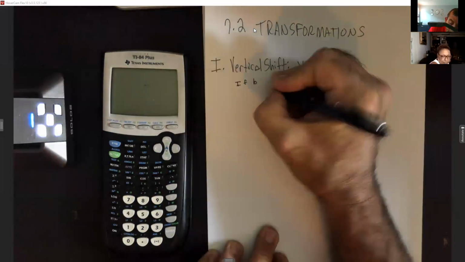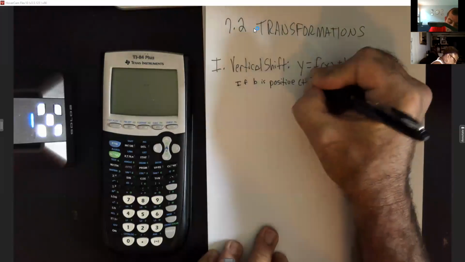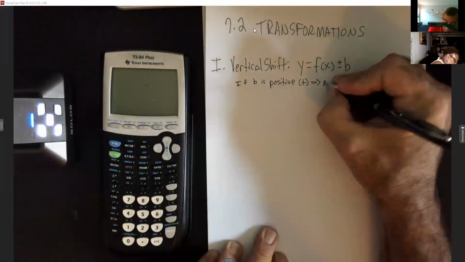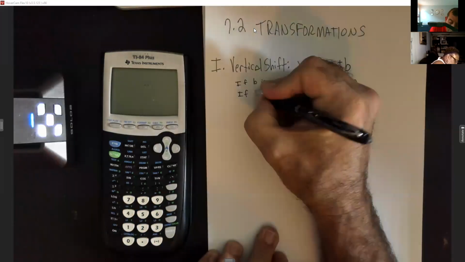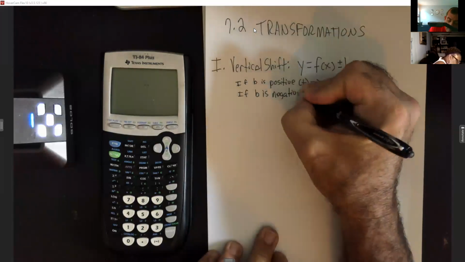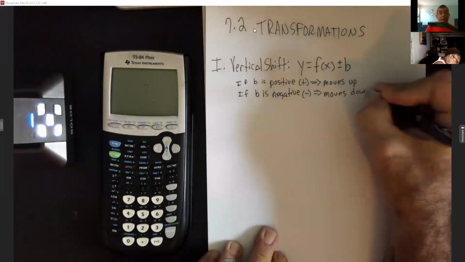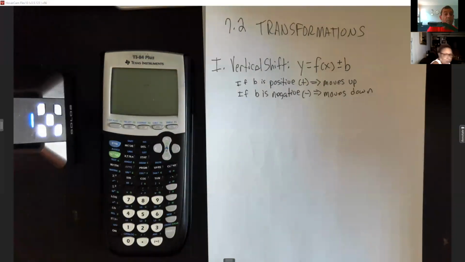If b is positive, the graph moves up. If b is negative, the graph is going to move down. And I'm actually going to show you all this on the calculator here. I'm going to show you all how I can move these graphs up and down by just adding a number at the end of this function.